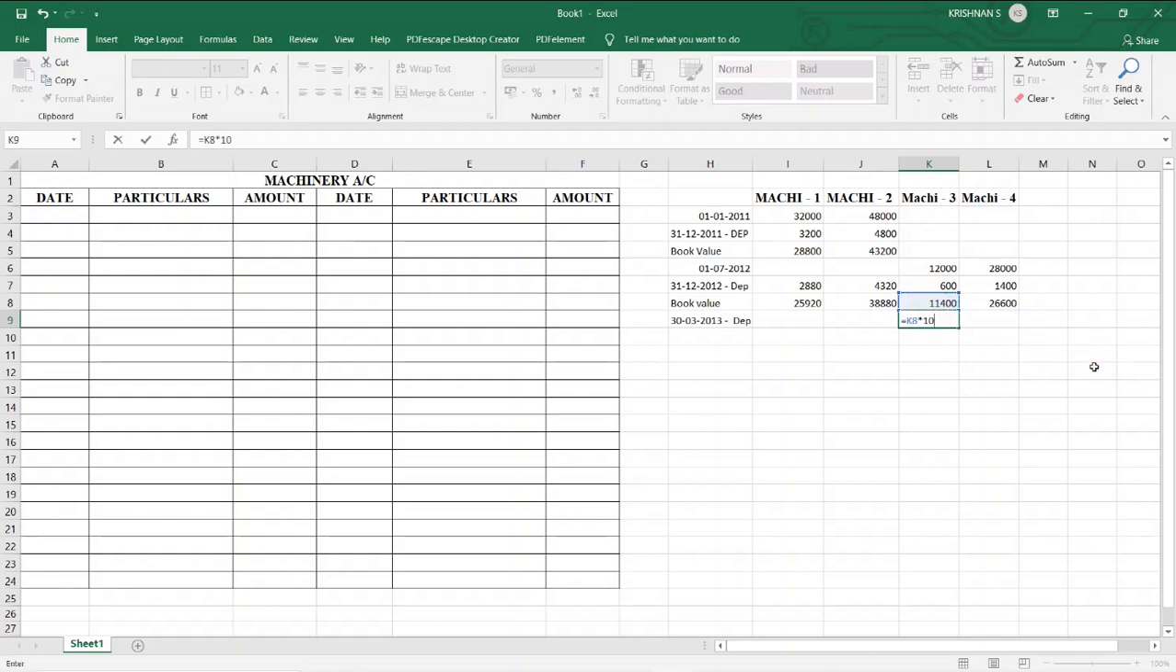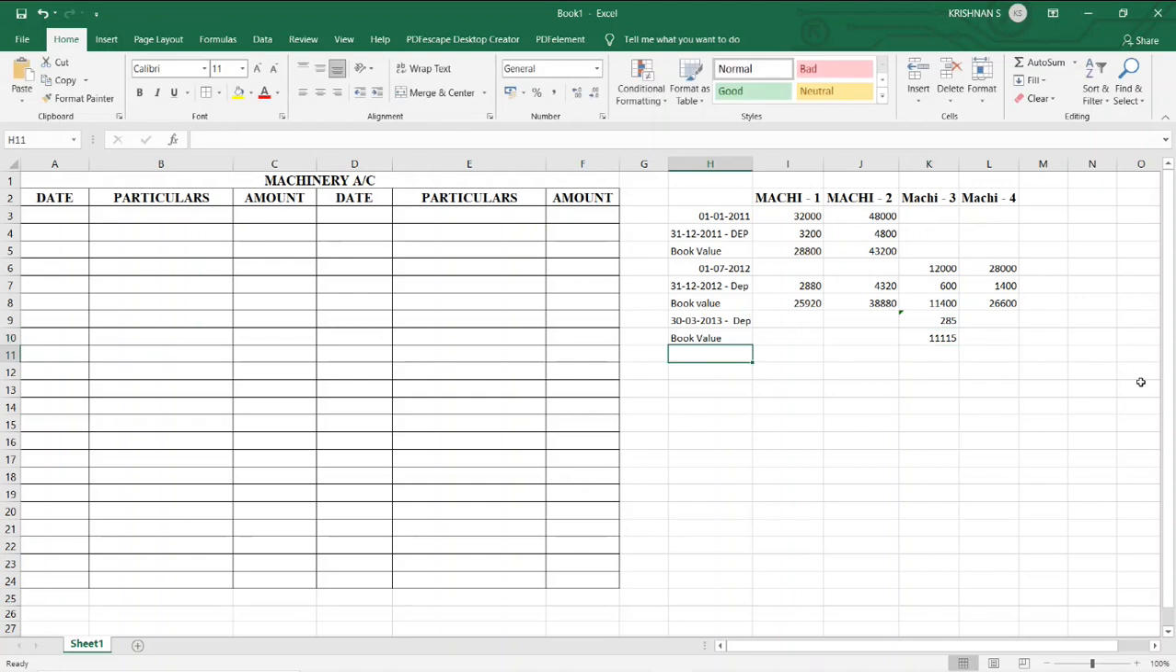So equal to 11,400 into 10 divided by 100 into 3 divided by 12, because we need to calculate depreciation for only 3 months, as they sold the third machinery for rupees 11,000. Just click on enter. So now we get the depreciation for the third machinery for 3 months on 30/3/2013. Then we calculate the book value for the third machinery: 11,400 minus 285, so we get 11,115. This is the book value of the machinery sold on 30/3/2013.